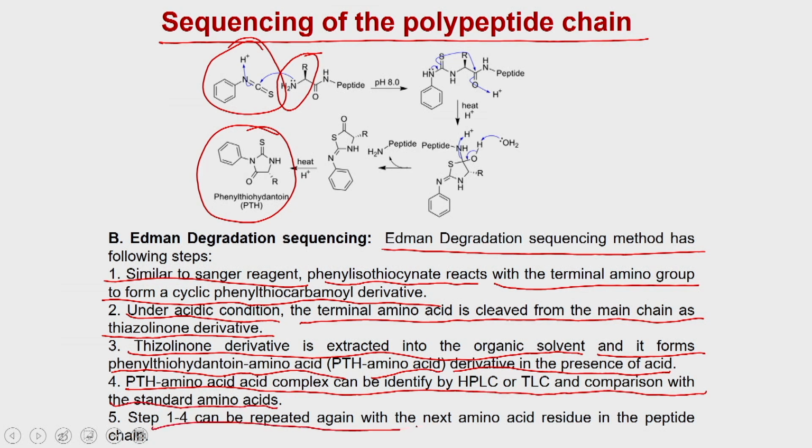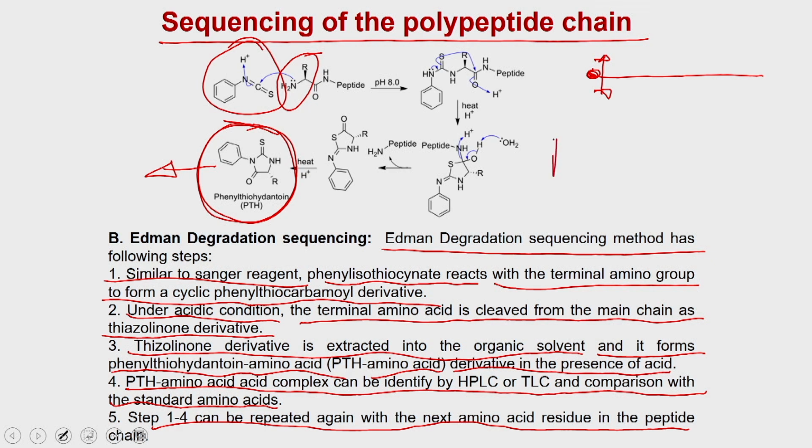Steps 1 to 4 can be repeated again and again. So, you can imagine that you have a peptide chain, the terminal peptide is going to react with the phenyl isothiocyanate, and it is going to label the terminal amino acid to form a cyclic phenyl thiocarbamoyl derivative, and the peptide chain is going to be cleaved from the main chain, and this particular derivative, if you extract it into the organic solvent, will form the PTH amino acid complex, and this is for terminal amino acids or terminal residues.